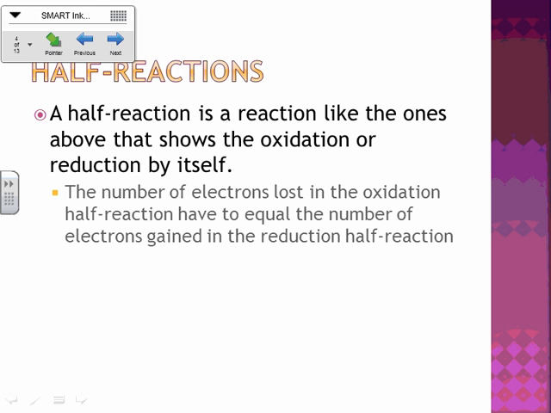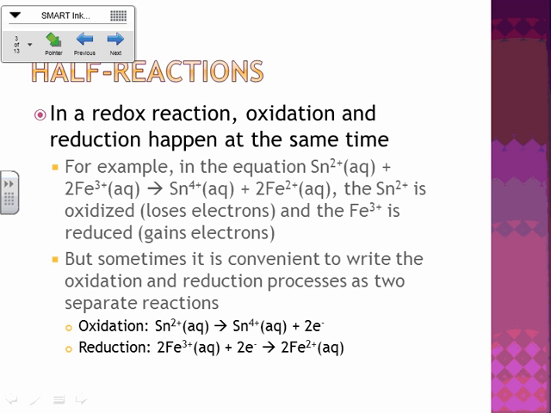Half reaction basically shows the oxidation or reduction by itself, and the number of electrons lost in the oxidation has to equal the number gained in the reduction. Okay, and that is the key here, really, to balancing these things. You have to remember, in other words, if I have 2 electrons being lost here, then I need to have 2 electrons being gained in the reduction half reaction.